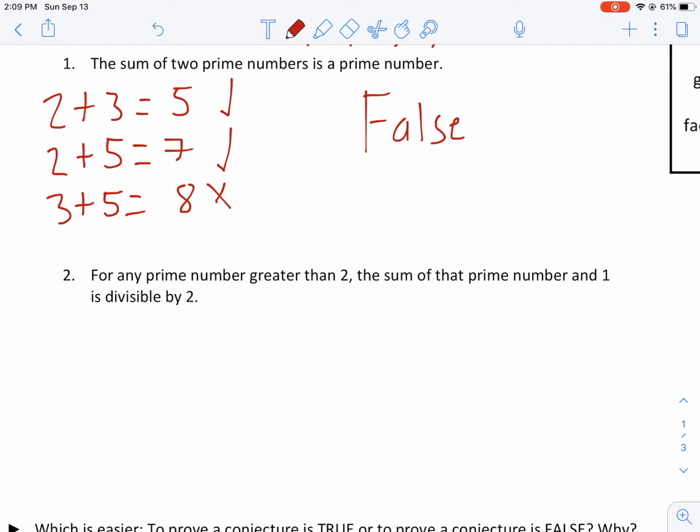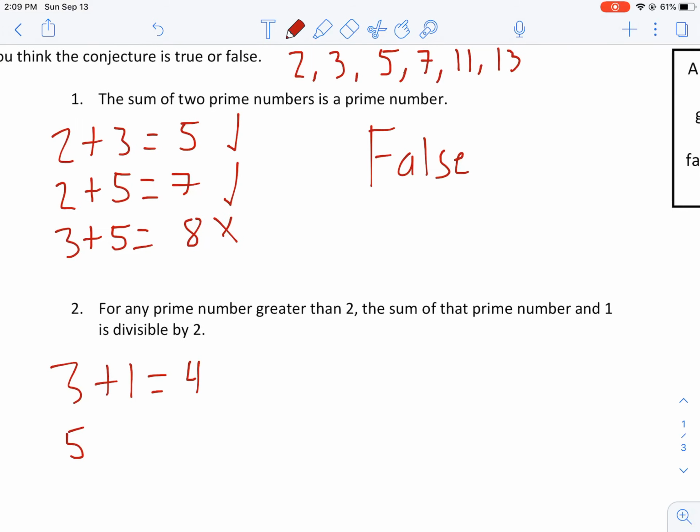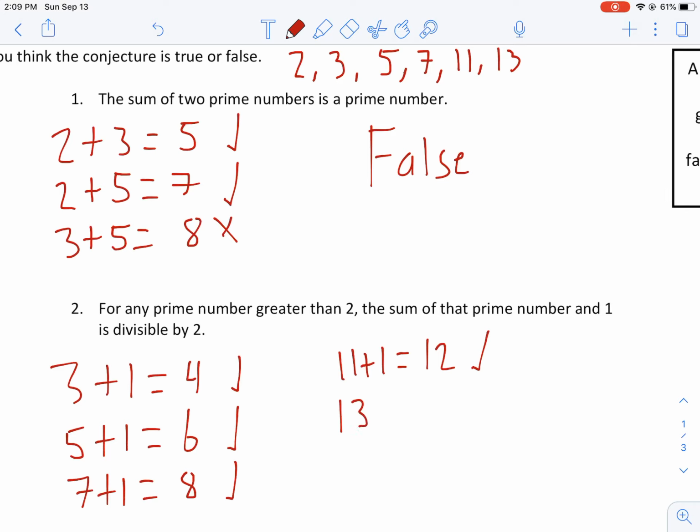The next one says for any prime number greater than 2, the sum of that prime number and 1 is divisible by 2. So we're going to go through these prime numbers, all right? 3 plus 1 equals 4, all right? Okay. 5 plus 1 equals 6. That's divisible by 2. 7 plus 1 equals 8. That's divisible by 2. So the first 3 worked. Let's try some more. 11 plus 1 equals 12. That's divisible by 2. 13 plus 1 is 14. That's divisible by 2.